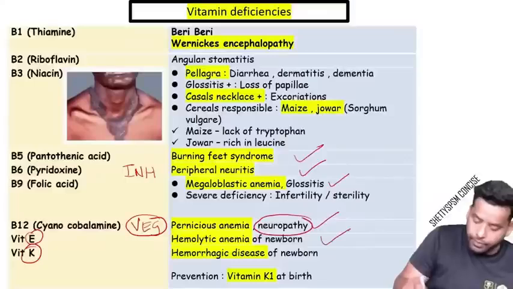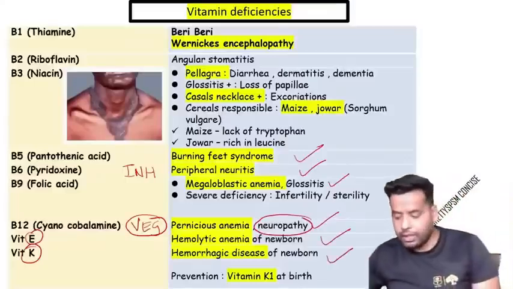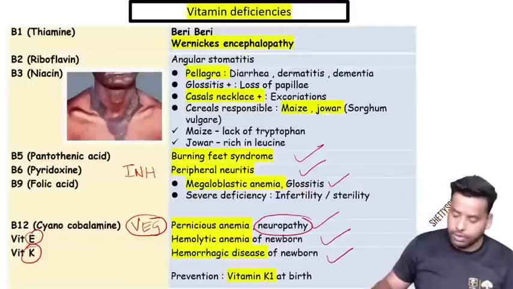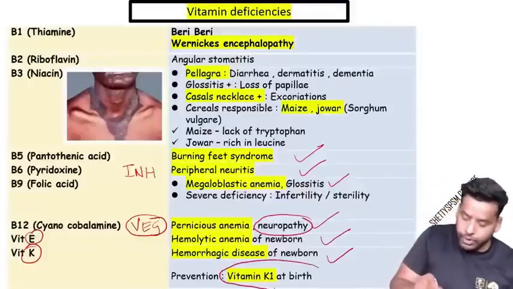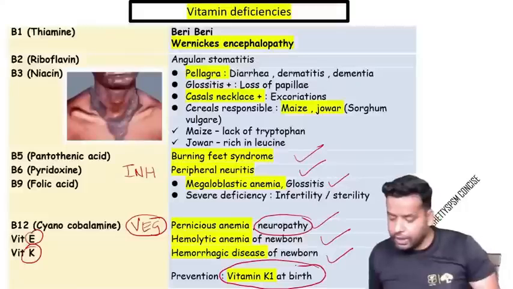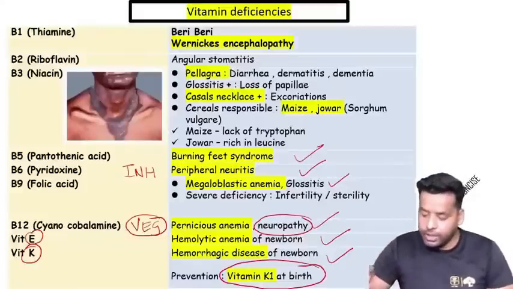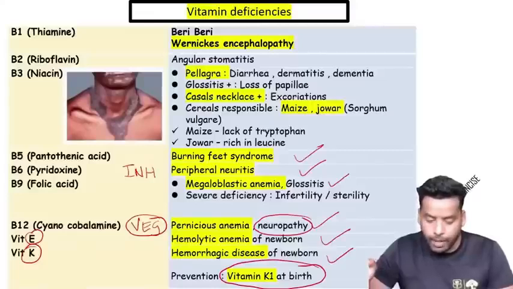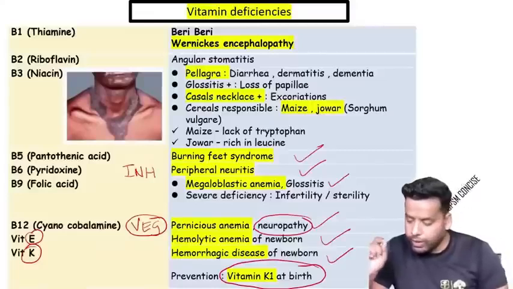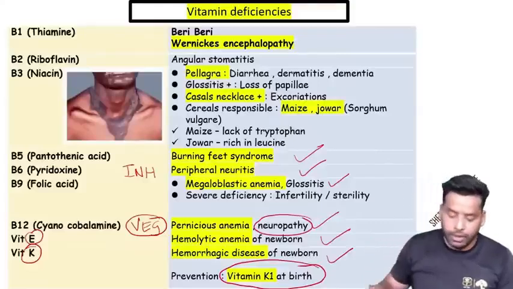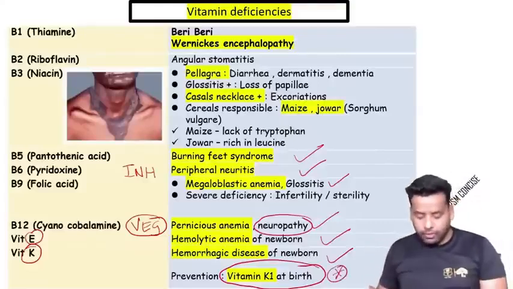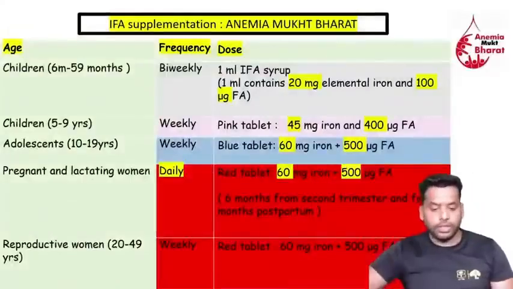Don't make mistake. Which vitamin deficiency can lead to hemorrhagic disease of newborn? Hemorrhagic disease of newborn, vitamin K. That is why we give vitamin K1 injection at birth. Vitamin K1 can prevent hemorrhagic disease of newborn.